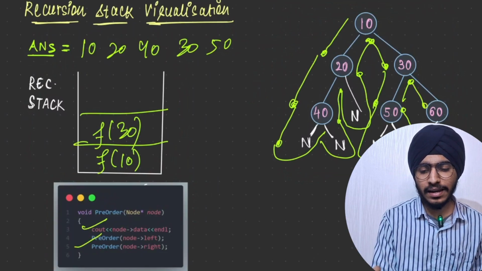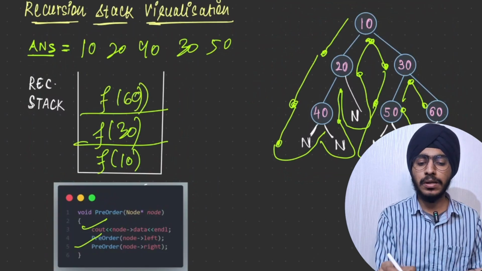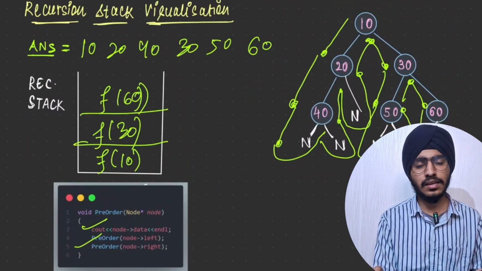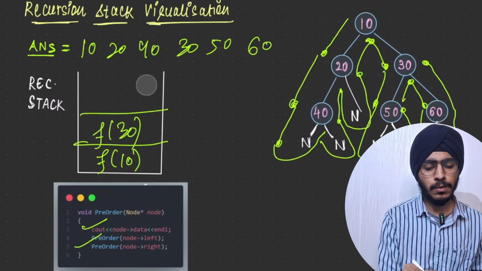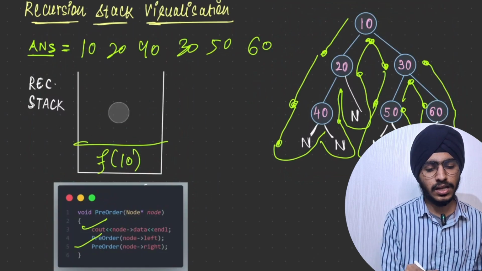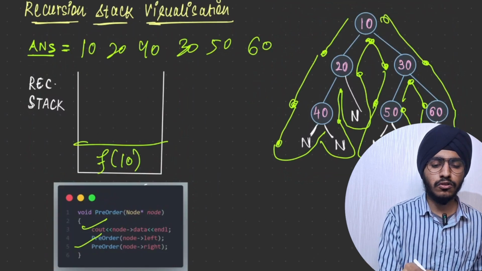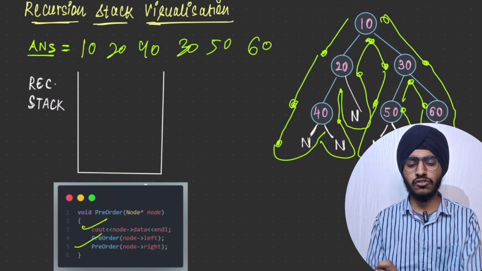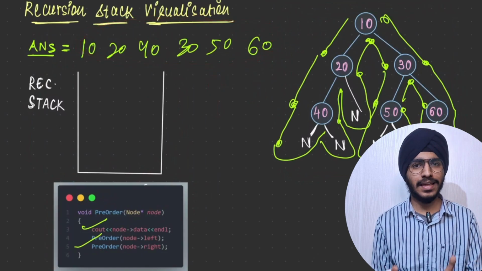Now when we go to right, we will call the function of 60. Now 60 will say I have been printed, right. I will go to left. This is nothing. This is also nothing. We will come back to 30. Now 60 will be popped out. 30 is also done. 30 will be popped out. 10 is also done. We will come back to 10. 10 is also popped out. So the final control comes to the main function, and this is the pre-order traversal of the binary tree.